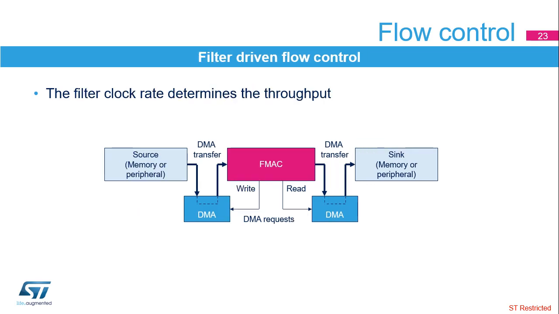This slide describes the filter-driven flow control sequence. The filter clock rate determines the throughput. An input channel DMA request or interrupt is generated whenever the input buffer is not full. The DMA or CPU transfers data into the input buffer from memory or another peripheral. As long as data is available in the input buffer, the filter generates new output samples. When the output buffer is not empty, an output channel DMA request or interrupt is generated. The DMA or CPU transfers data from the output buffer to memory or another peripheral.